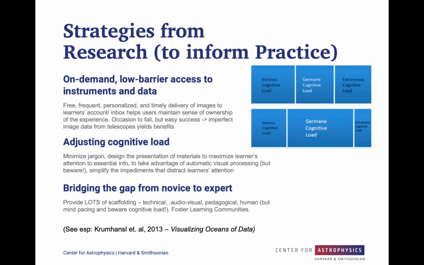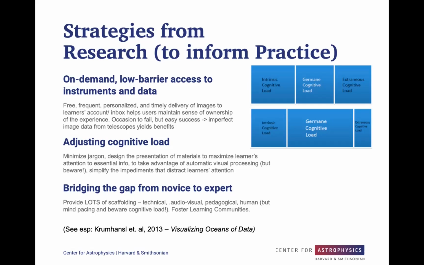And so a couple of general principles from the cognitive sciences. One is thinking about how to adjust cognitive load. That is, what are all the ways you can ensure that a learner doesn't have to engage with more information than they can actively process at one time? And how do you really minimize jargon, design the presentation of materials so that at any given time, the learner is paying attention to the germane ideas needed in the moment.